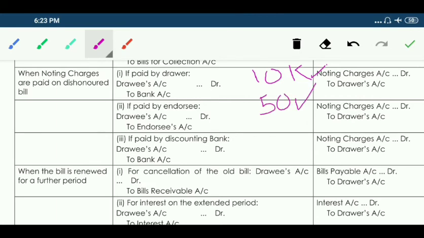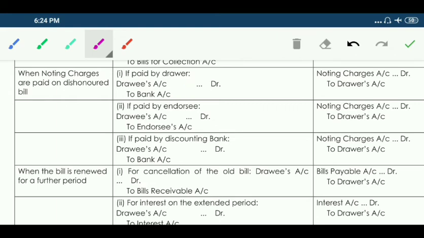This belongs to the drawee, that means the debtor. That's why we again debit the drawee's account with 50 rupees. So the ultimate liability of the debtor is 10,050 rupees. We paid the noting charges, so cash or bank goes out of the business. That's why we credit the bank account.